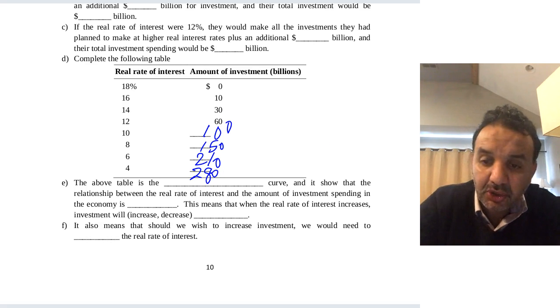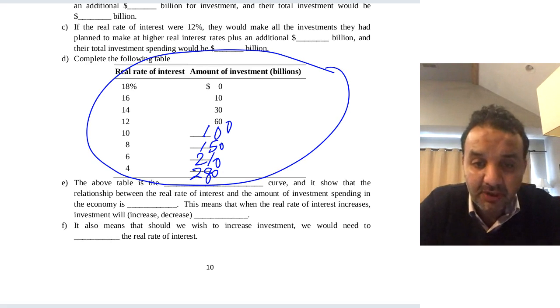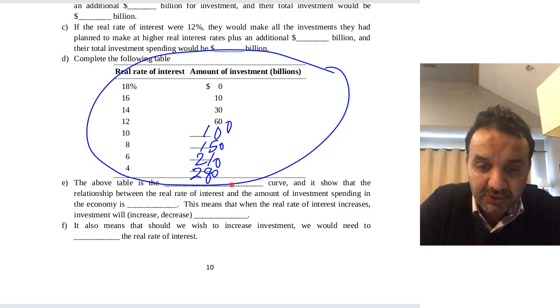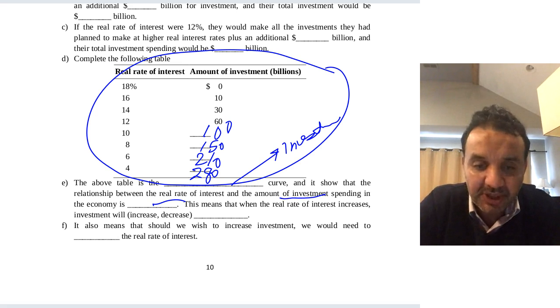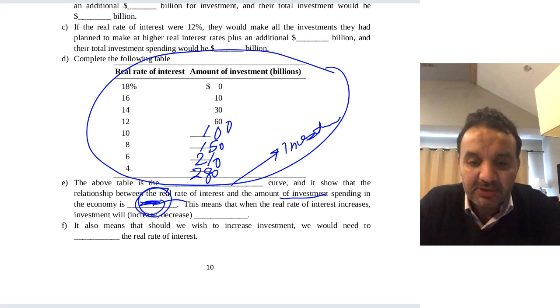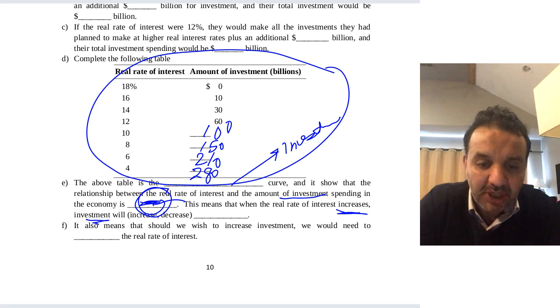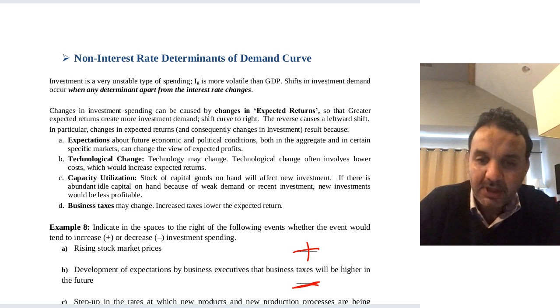So this table is a table of investment, the investment curve. The relation between the real interest rate and the amount of investment spending is negative. That means when the real interest rate increases, investment will decrease.